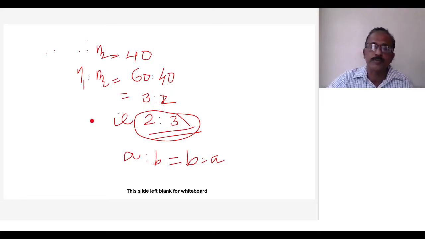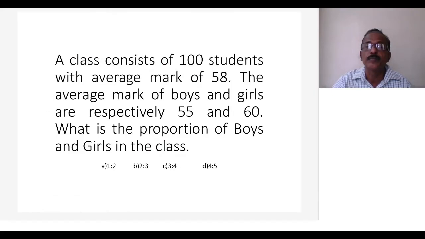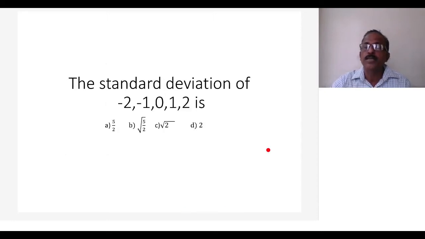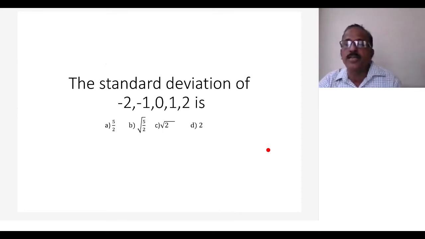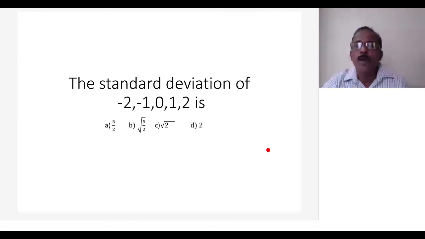Okay, the second question. The standard deviation of -2, -1, 0, 1, 2 is?